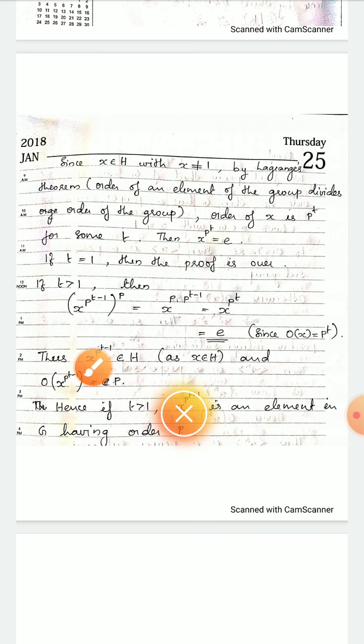Thus x raised to p raised to t minus 1 is an element of H. Why is it an element of H? Since x is an element of H, if we take it to the power p raised to t minus 1, that is also an element of H, because if we take an element from a group and operate it as many times, again it is an element of that group itself, since that operation is a binary operation. So since x is an element of H, x raised to p raised to t minus 1 is an element of H, and now we have got x raised to p raised to t minus 1 the whole raised to p is equal to e. That means order of x raised to p raised to t minus 1 is equal to p.